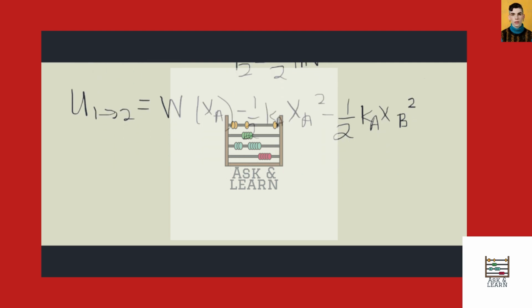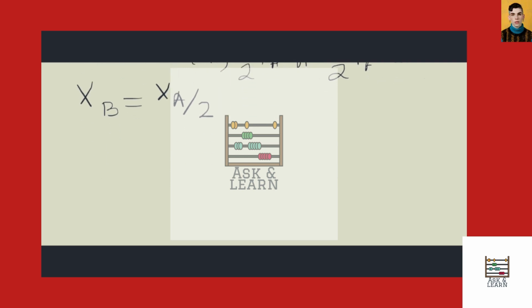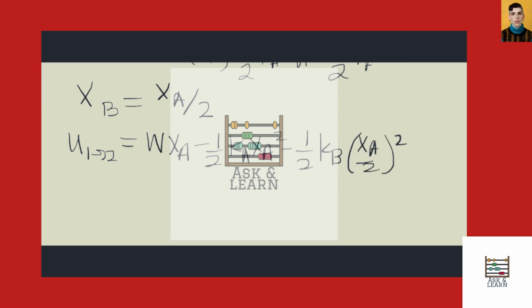Now we know that the distance XB is equal to XA over 2. So by plugging that known information in, we get an expression for the work as W XA minus 1/2 Ka XA squared minus 1/2 Kb (XA over 2) squared. Remember that we know that Ka and Kb are the same, so from here on out I'm just going to refer to this as K.